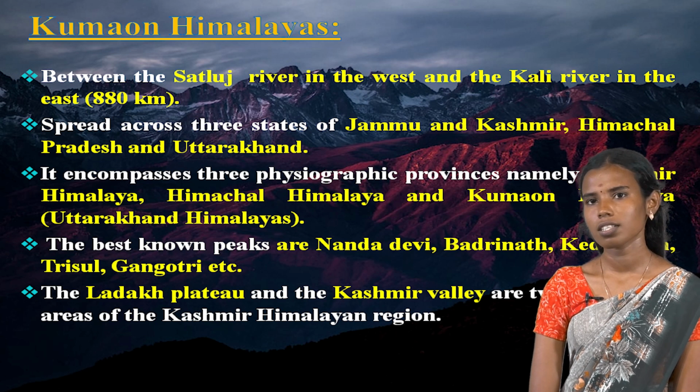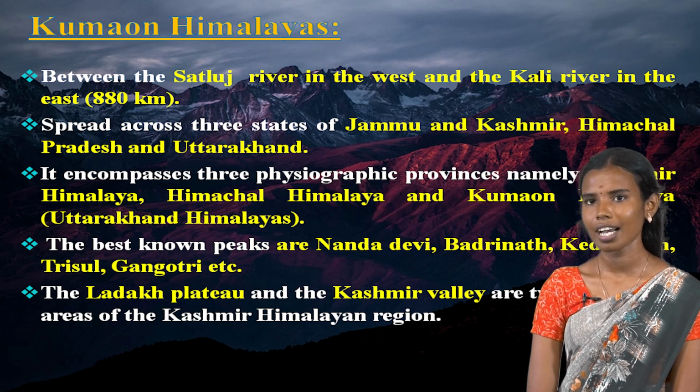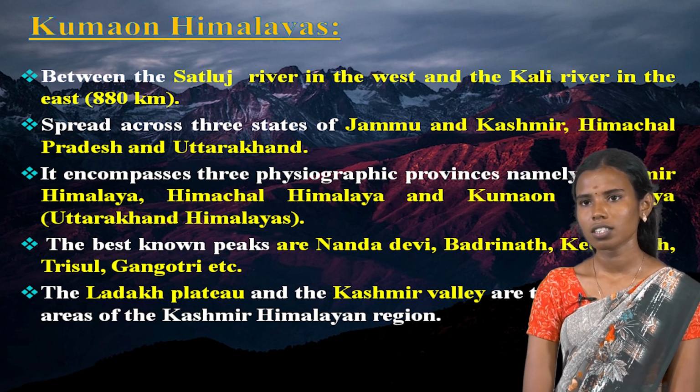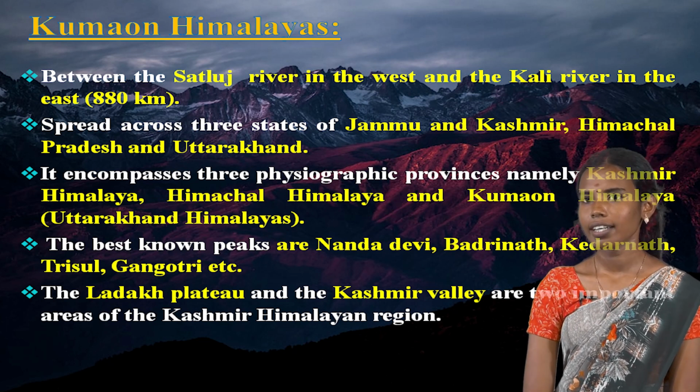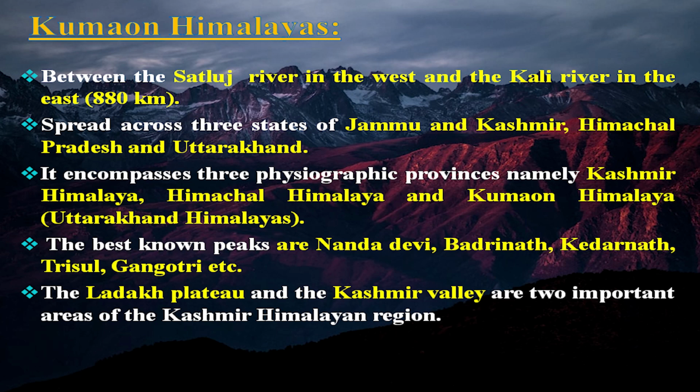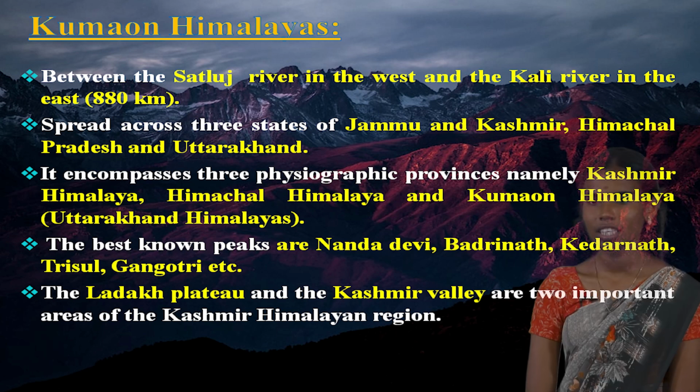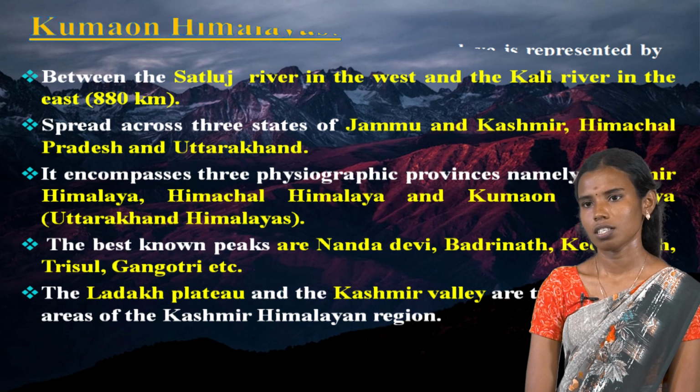Next one is the Kumaon Himalayas. The Kumaon Himalayas lies between the Satluj River and the Kali River, and it spreads across three states of India: Jammu and Kashmir, Himachal, and Uttarakhand. It encompasses three physiographic provinces: Kashmir Himalaya, Himachal Himalaya, and the Kumaon Himalaya. The best known peaks are Nanda Devi, Badrinath, Kedarnath, Trishul, and Gangotri, which is the source of Ganga. Then the Ladakh Plateau and the Kashmir Valley are two important areas of the Kashmir Himalayan region.